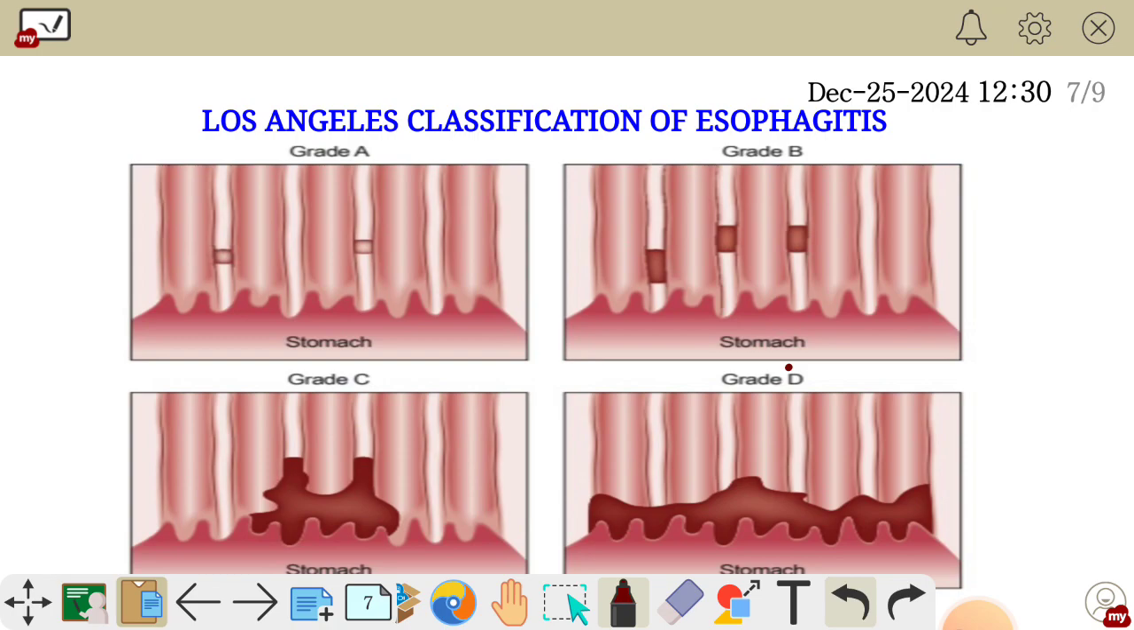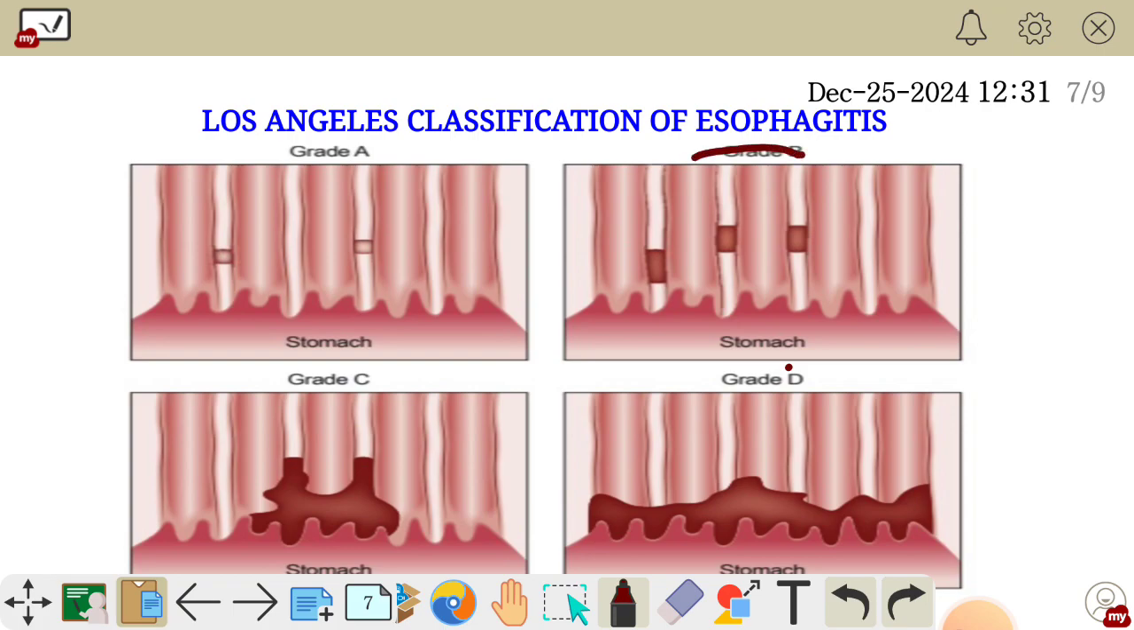So apart from that, esophagitis can be classified using the Los Angeles classification of esophagitis, which has 4 grades: grade A, grade B, grade C, and grade D. In grade A, the lesions are equal to or less than 5 millimeters, and they are just confined within the folds, not crossing the top of the folds.